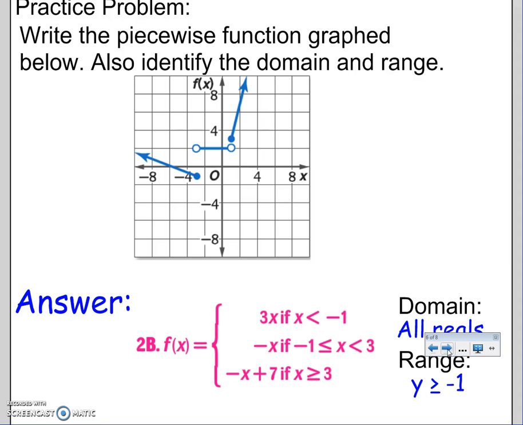All right, I'll leave you this practice problem. Write the piecewise function. You have to name each part of the line and then tell me the domain and range. And again, the answer's down there. If you can do it, you should be fine for the class quiz.